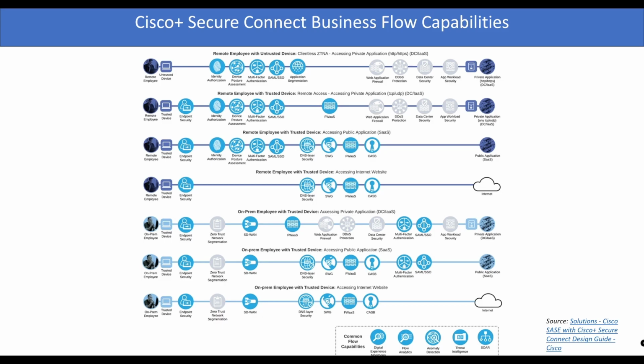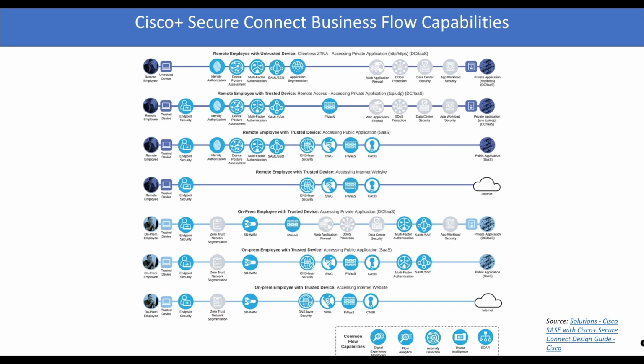Similarly with the remote employee, but then with the trusted device, we can see there that we add the firewall as a service capability, but we actually remove the application segmentation there. And then it goes further down where we're looking at the remote employee with the trusted device accessing SaaS-based applications.